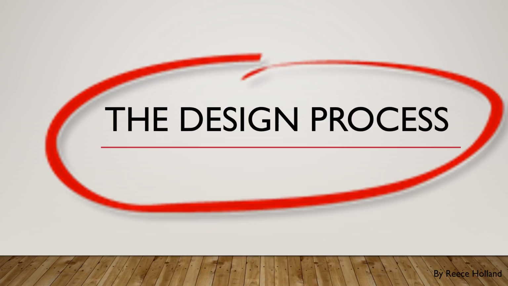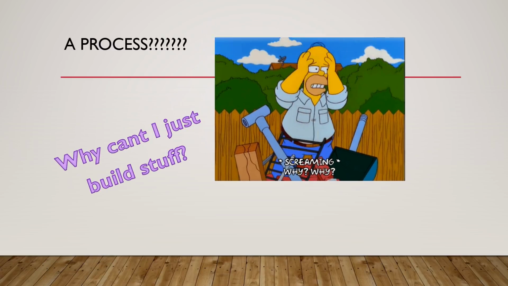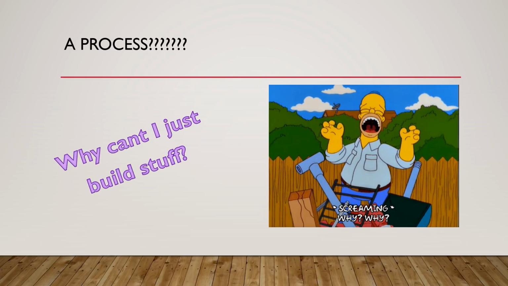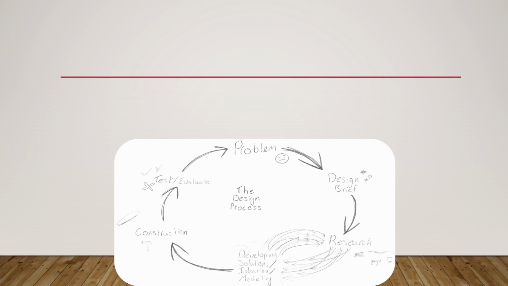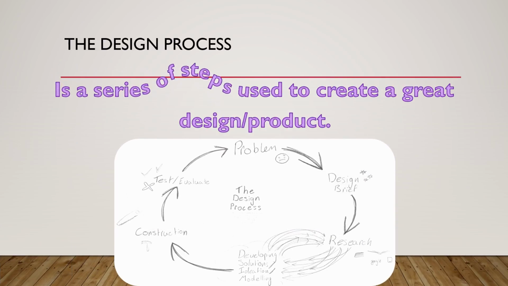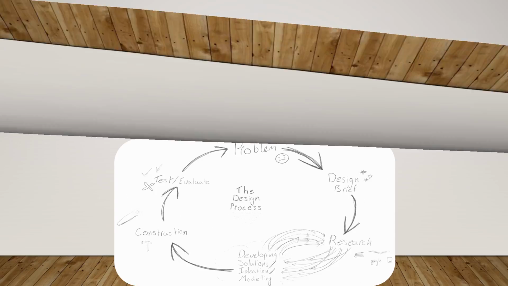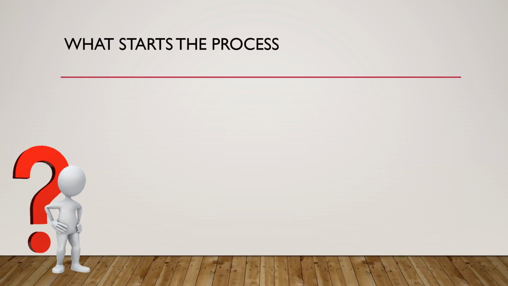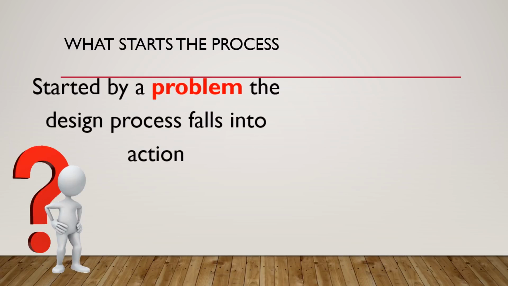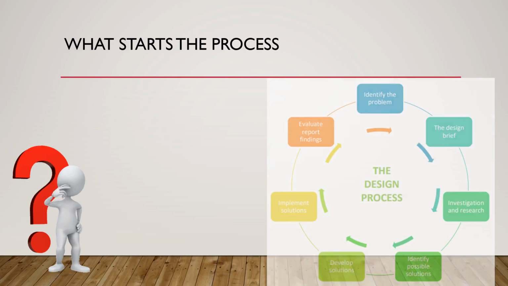The design process. A process? Why can't I just build stuff? The design process is a series of steps used to create a great design or product. What starts the process? Started by a problem, the design process falls into action.